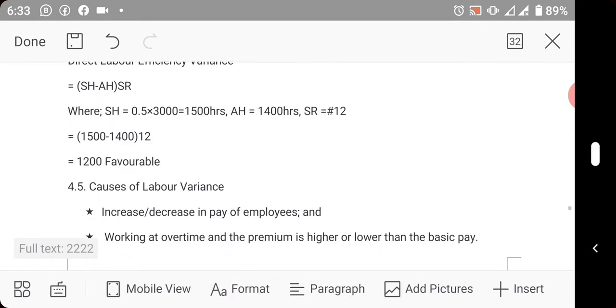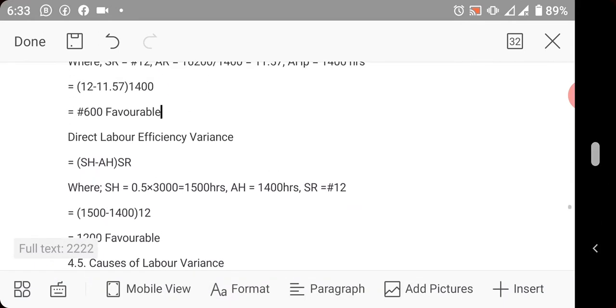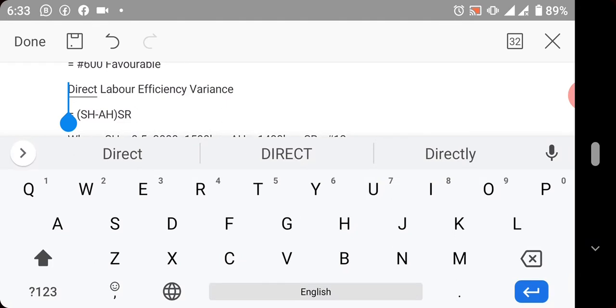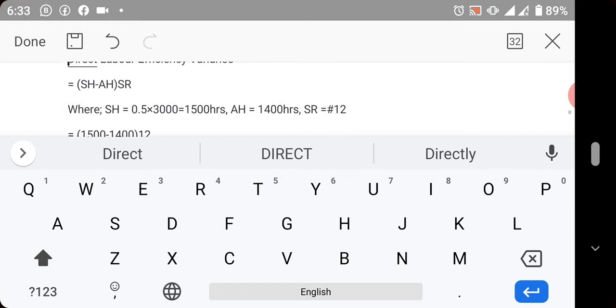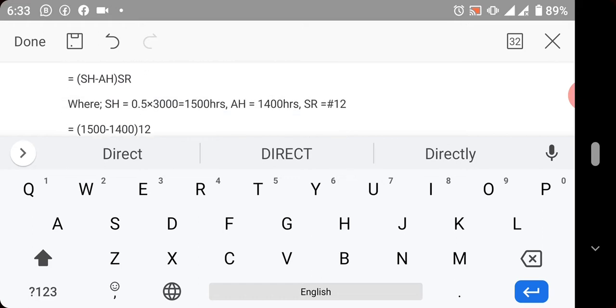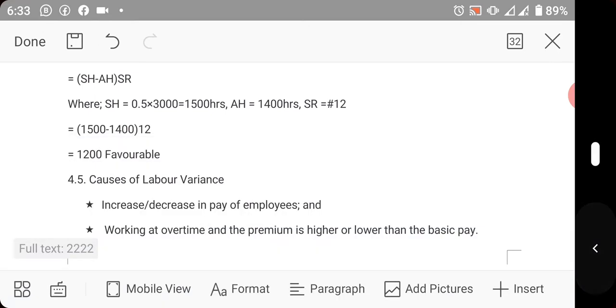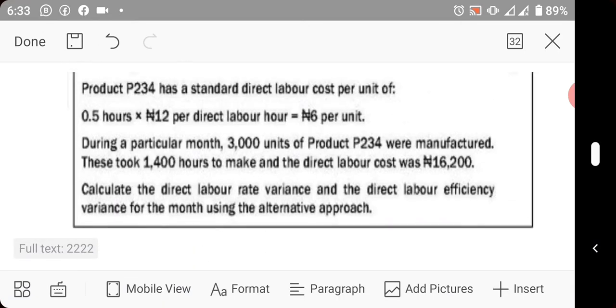So we continue to the second one, direct labor efficiency variance. The formula is standard hour minus actual hour times standard rate. Now the standard hour is 0.5. So how many hours will it take us to produce the actual unit? It becomes 0.5 times actual unit, which is 3,000. Actual finished goods, look at it, which is 3,000.